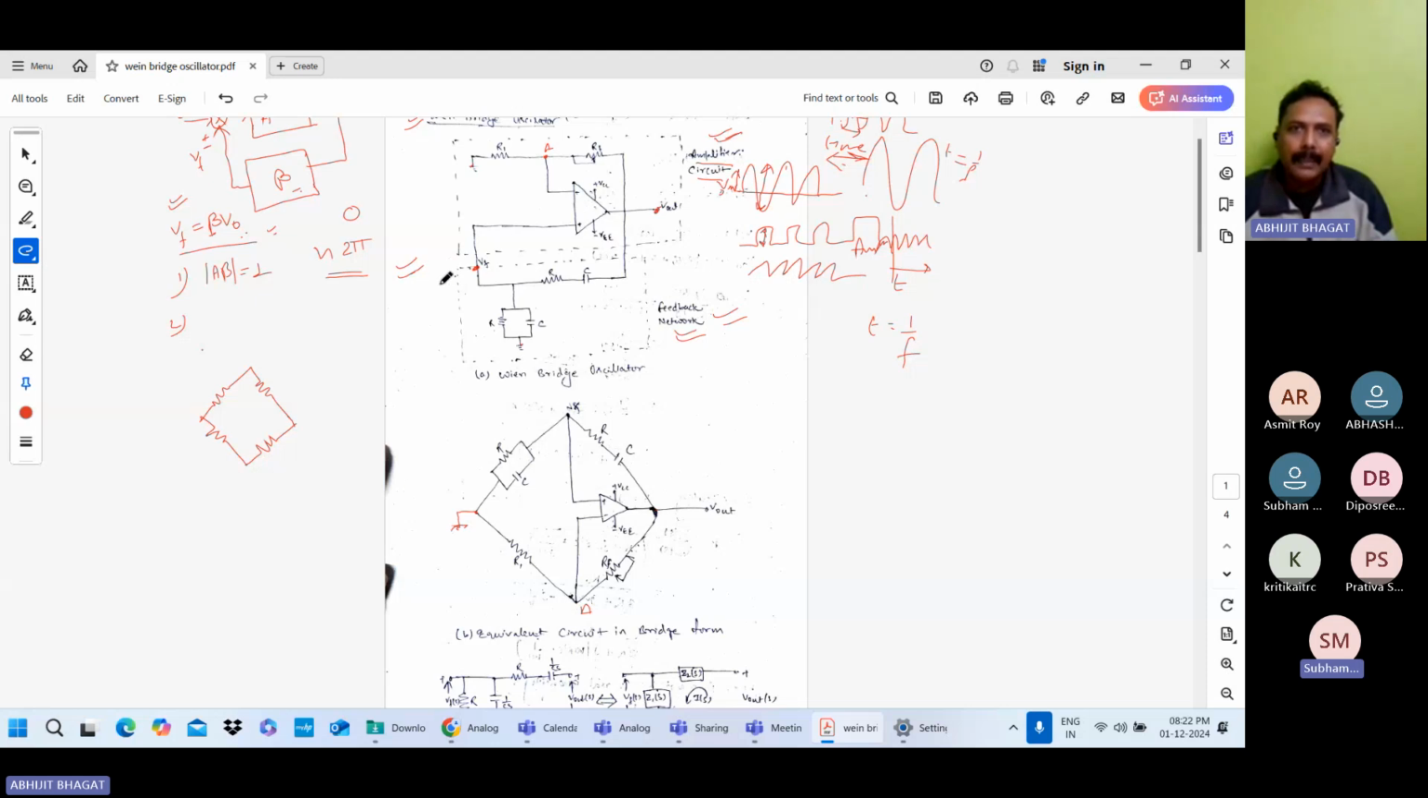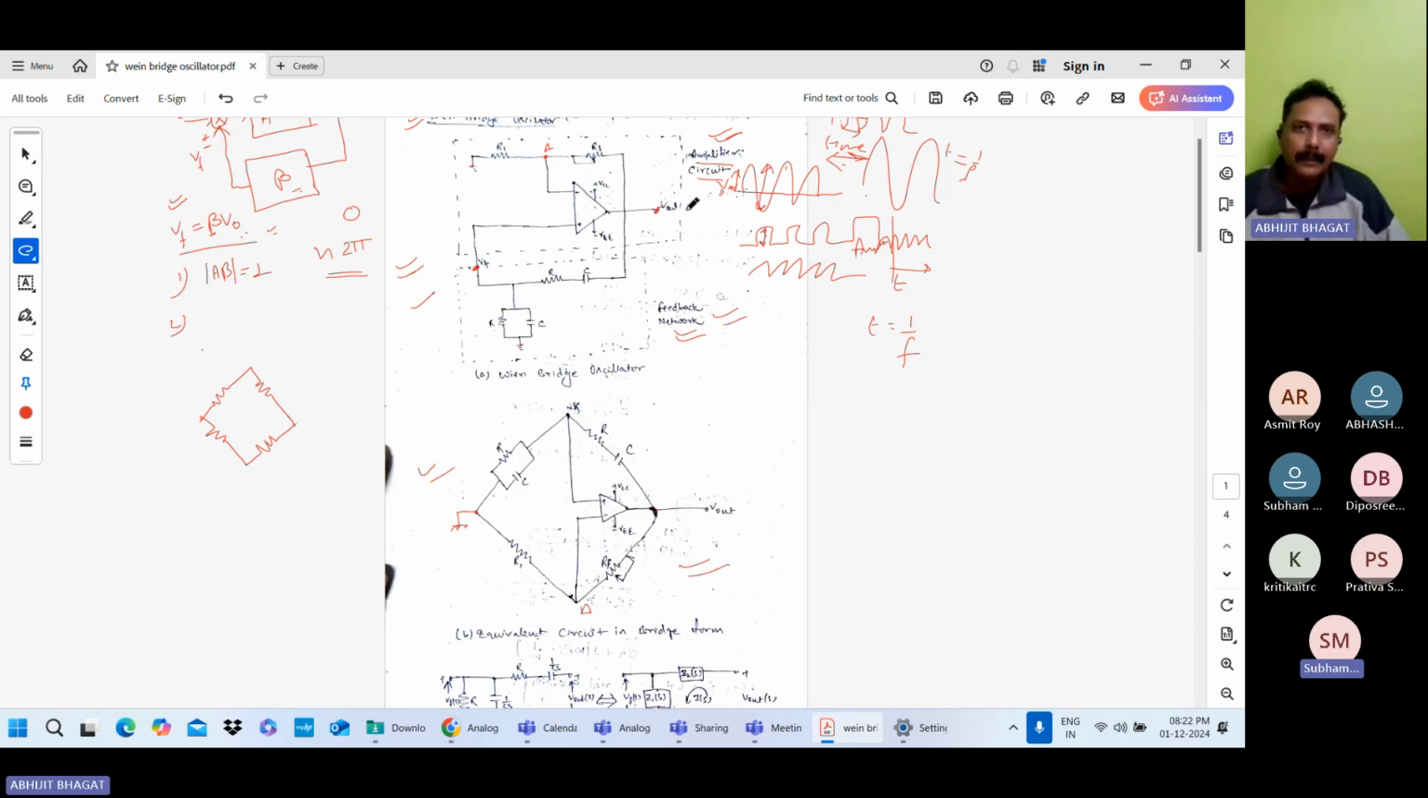So this circuit and this circuit are the same circuit. Just this circuit is in the bridge form. Compare them. This circuit is the same, there is no change. Both are one and the same. Is it clear? Look and compare, both circuits are the same circuit.